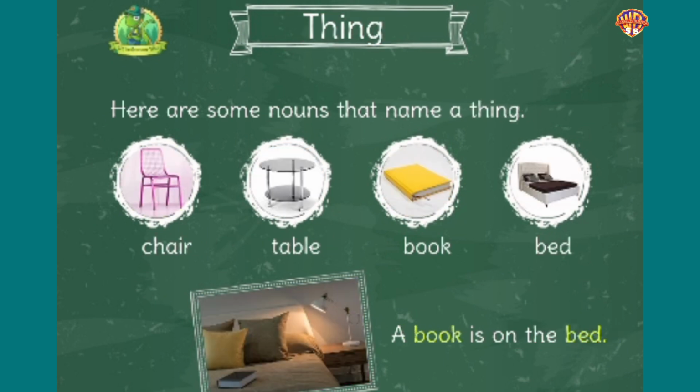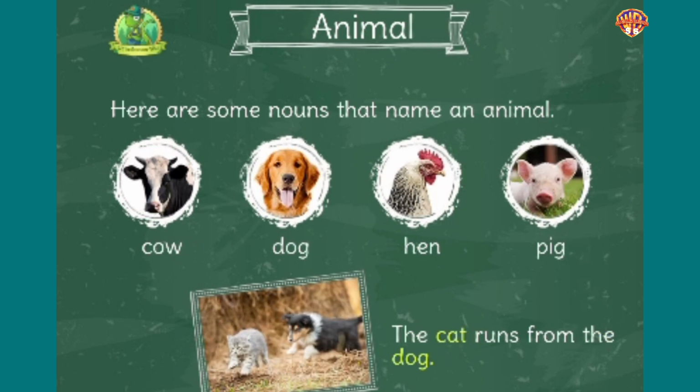Thing. Here are some nouns that name a thing. Chair. Table. Book. Bed. A book is on the bed. Animal. Here are some nouns that name an animal. Cow. Dog. Hen. Pig. The cat runs from the dog.